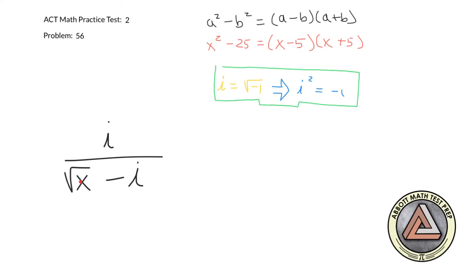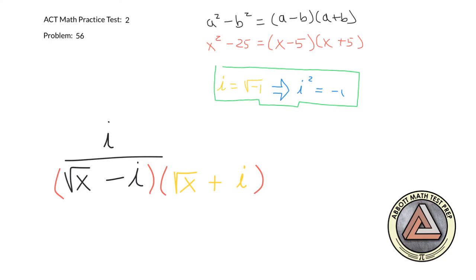Now, in the case of a binomial like this in the denominator, one thing you can do is multiply the denominator by what is called the conjugate. And the conjugate is literally the exact same thing, except you are changing the operation in the middle to the opposite. So if this said plus, then it would be minus here. Now, you're going to see why we do that in a moment.